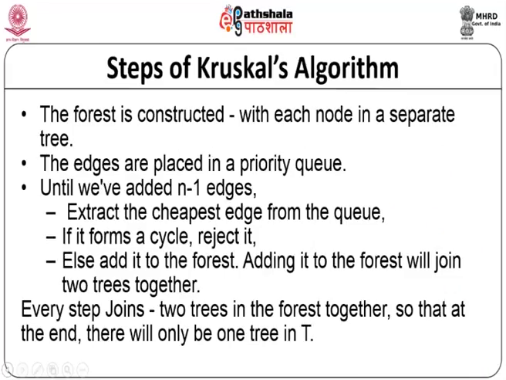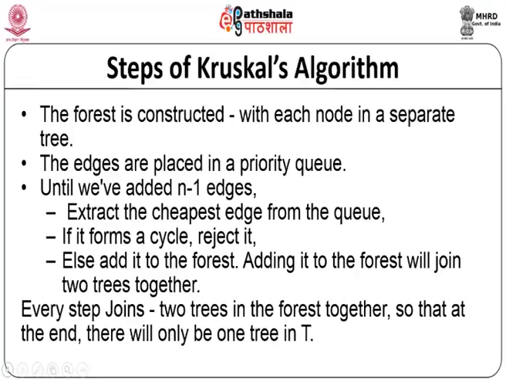So, what are the steps of Kruskal's algorithm? First, a forest is constructed with each node in a separate tree. The edges are placed in a priority queue. Now, we keep on doing this until we have n minus 1 edges. We extract the cheapest edge from the queue. If that edge forms a cycle with already existing nodes in the tree, then we just reject it, else we add it to the forest.